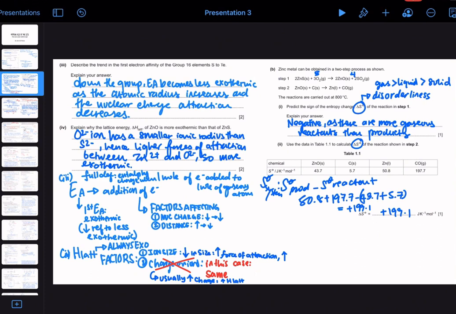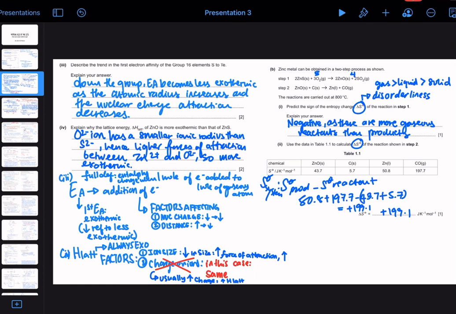IV. Explain why the lattice energy of zinc oxide is more exothermic than that of zinc sulfide. Okay, so your oxide ion has a smaller ionic radius compared to your sulfide ion, so there is going to be a higher force of attraction between your zinc and your oxide, so it becomes more exothermic. That will be your answer.